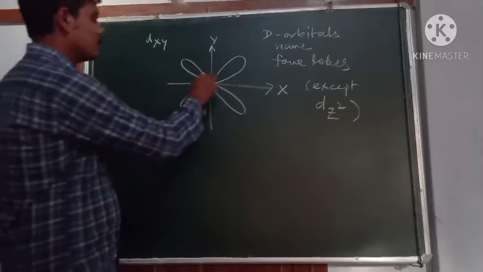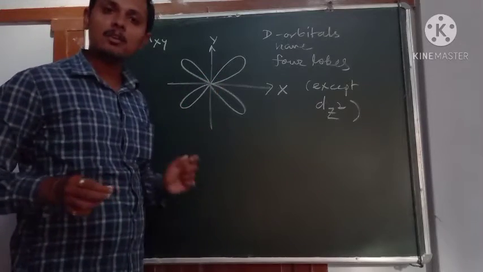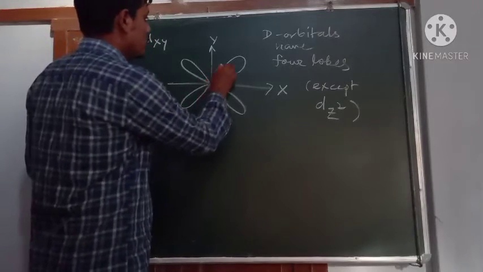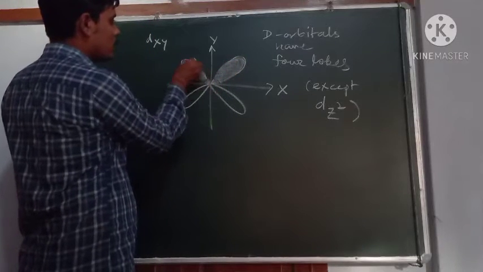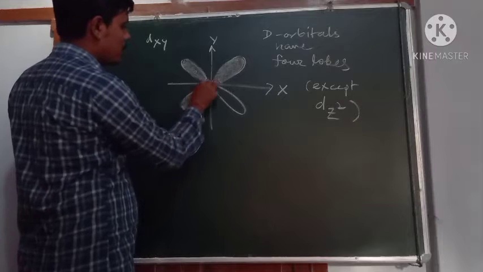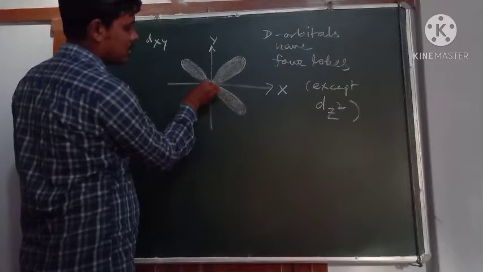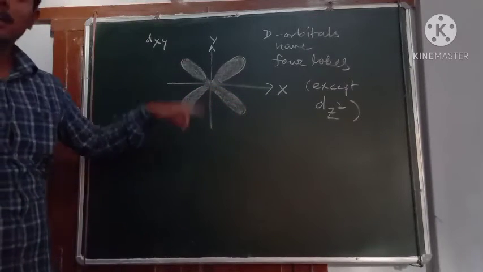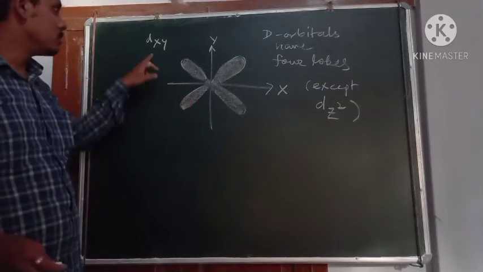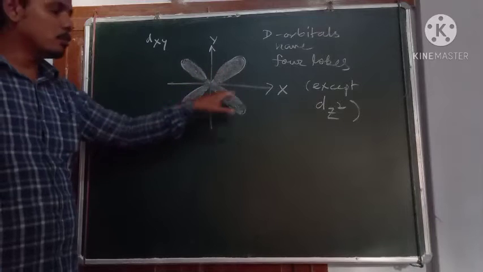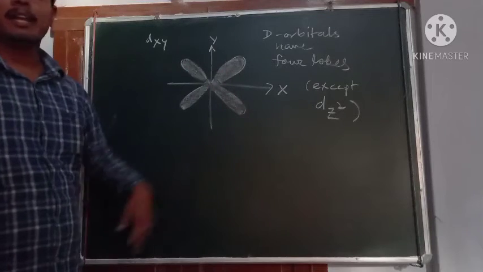So that means the electron density of the d orbital is along these regions, and in these regions we will have the probability of finding electrons. I will see the probability of finding electrons in these shaded regions, and not in the remaining regions. So the dxy orbital has 4 lobes and it is in between the x and y axis.